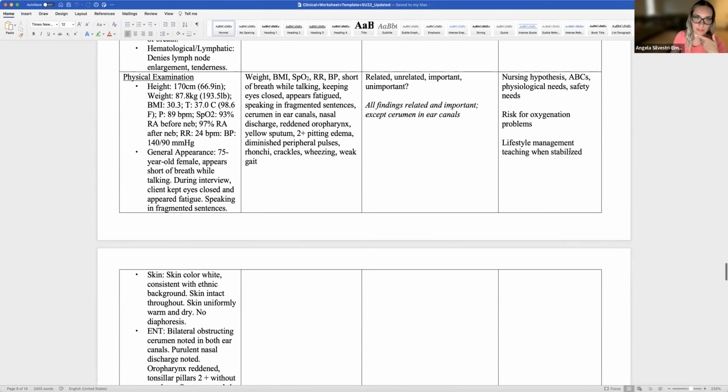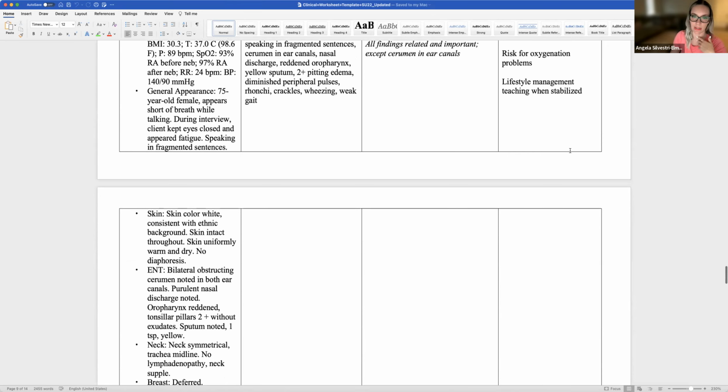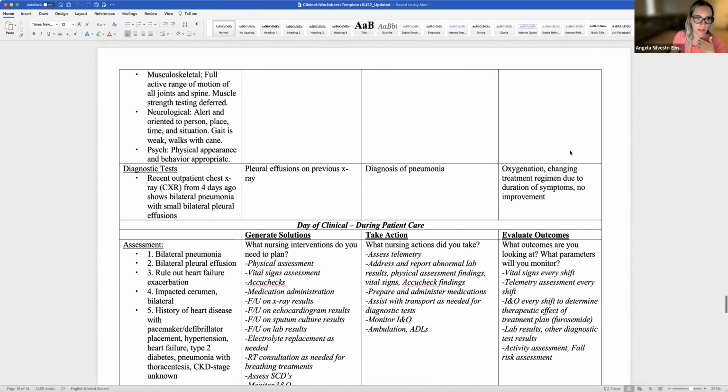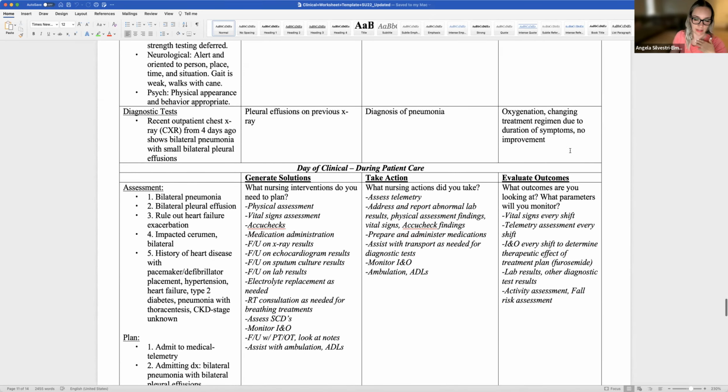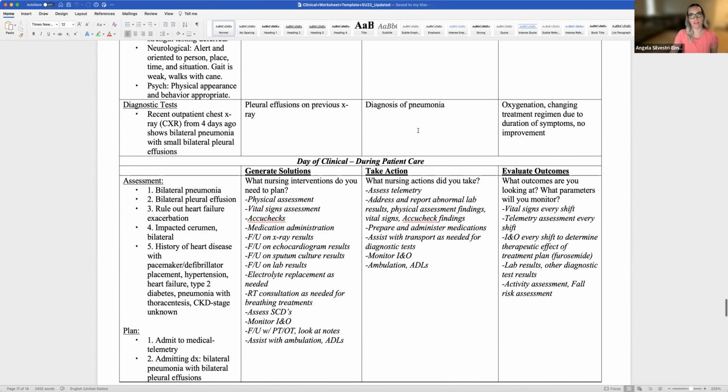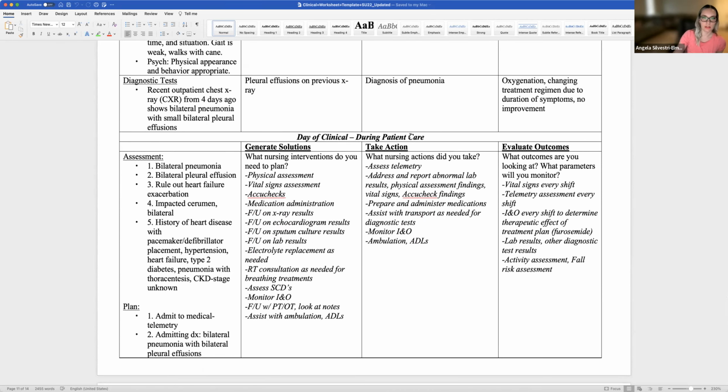Same thing again with the physical exam. They can do that same exact process, as well as diagnostic tests. So this would be all part of pre-patient care. And then the day of clinical or during patient care, they again can get information from the medical record as well as from what they're doing during those patient care processes. So this part, assessment, so we know this is the diagnoses when they're in the hospital.